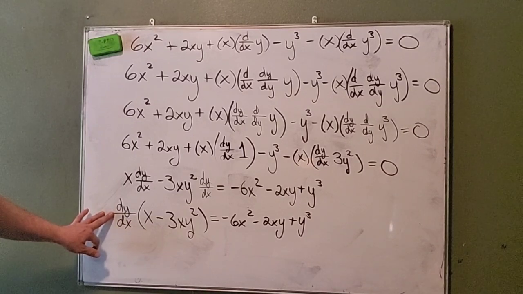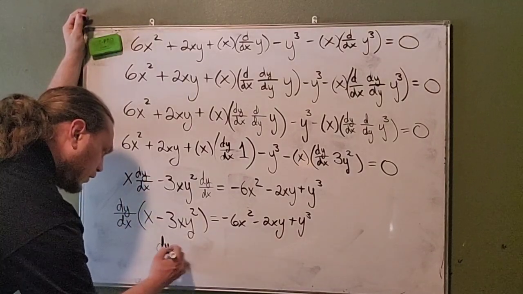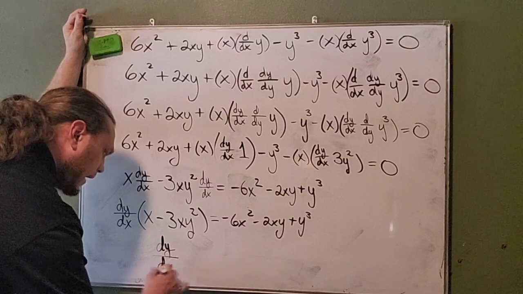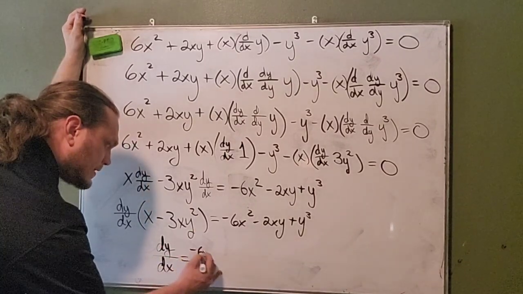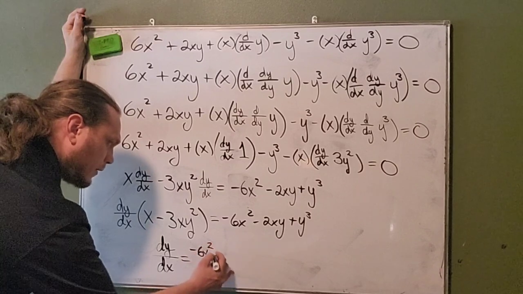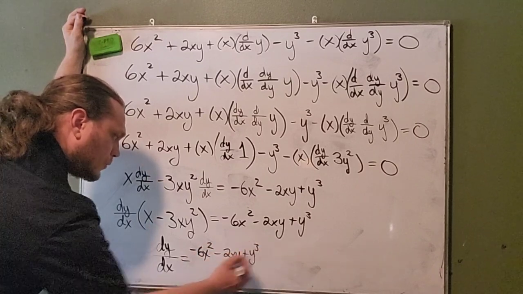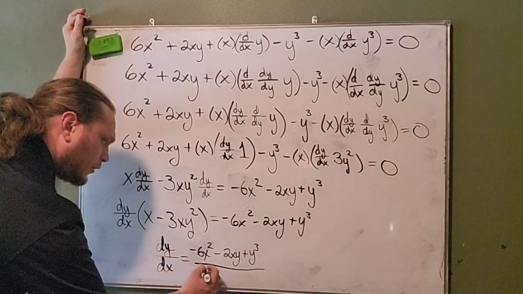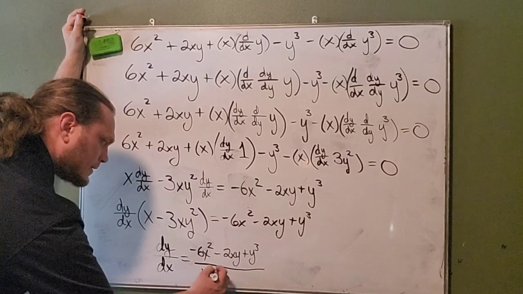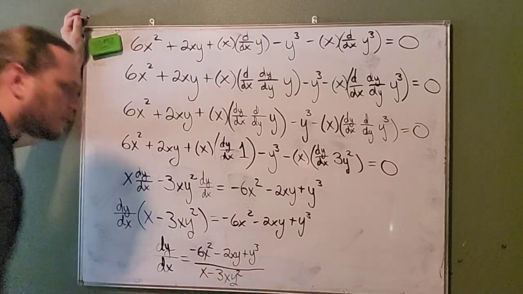So let's look at that, okay? Here it is, dy dx. This is the derivative we're looking for. Dy dx equal to all of this stuff in the numerator. Minus 6x squared minus 2xy plus y cubed all over, what's this over here? Our denominator, x minus 3xy squared.